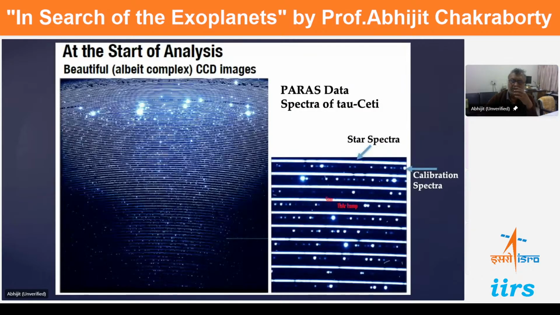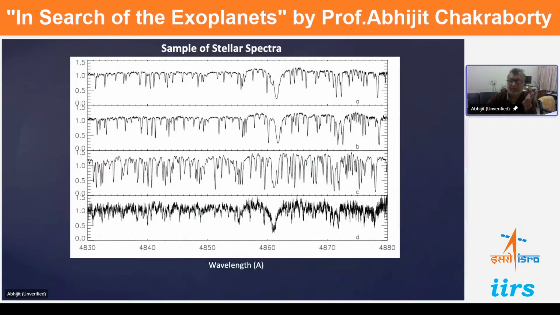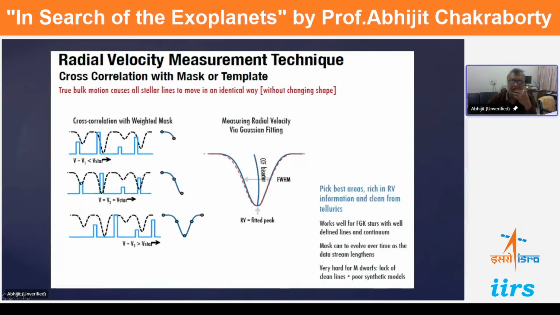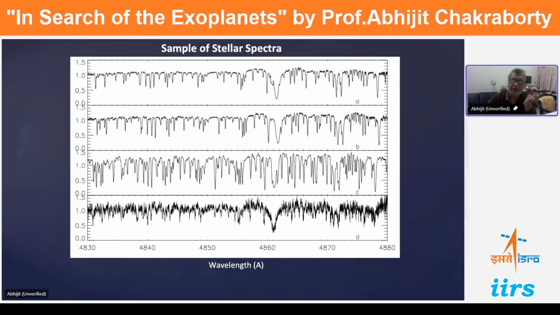And so, in 2012, this is one of the first slides of PARAS data. You can actually see the stellar spectra, how it looks. These are absorption features, one of our lines from the star spectra. And what we do is that we run cross correlation around these absorption spectra to determine the cross correlation function.